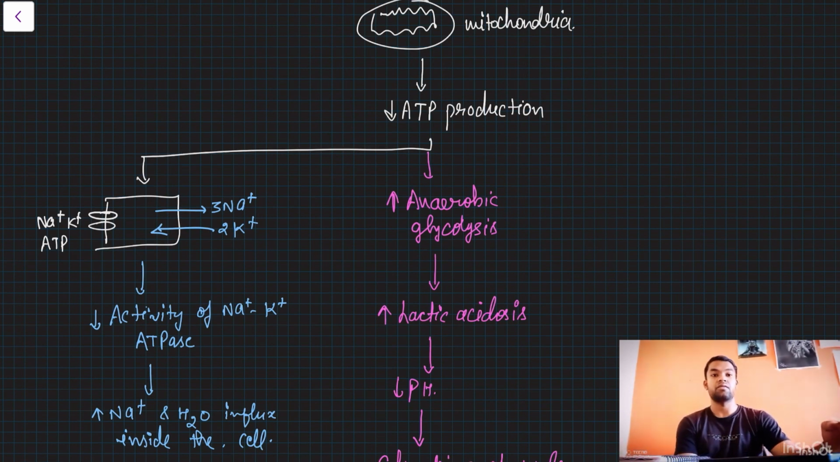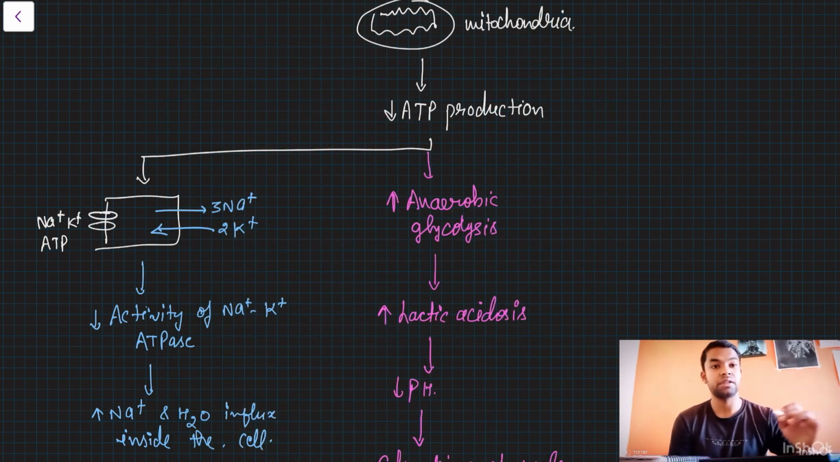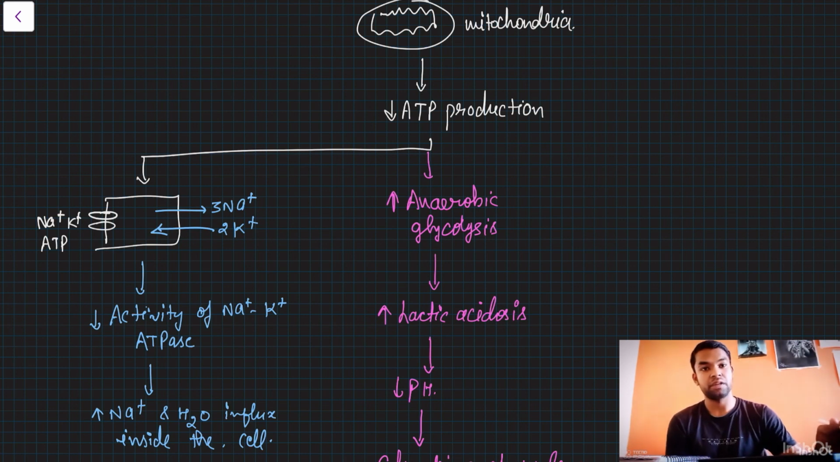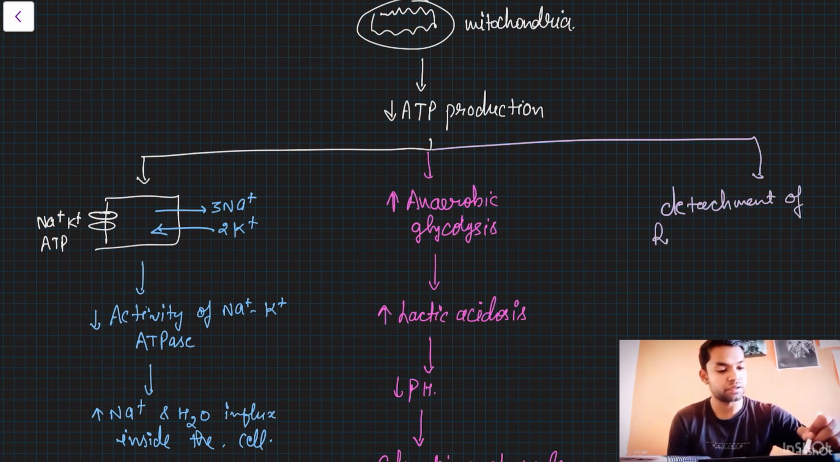In the next stage, we can see the detachment of the ribosome from the rough endoplasmic reticulum. So there will be detachment of the ribosomes from the rough endoplasmic reticulum. So our next step is detachment of ribosomes from rough endoplasmic reticulum.